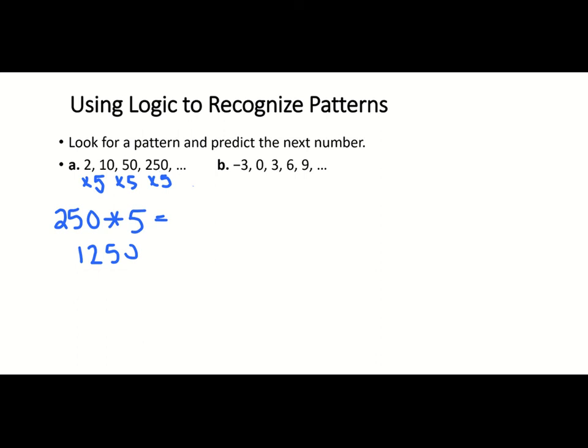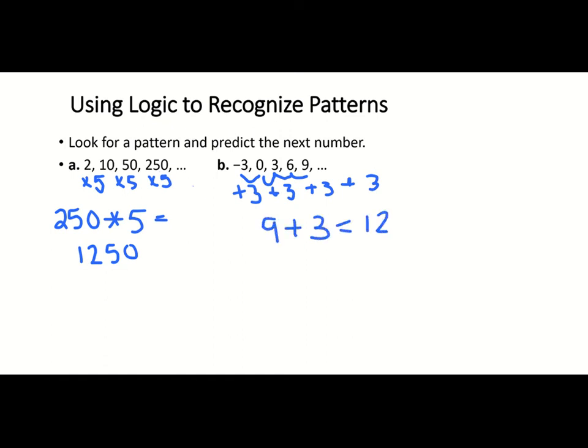So for this one, again, our numbers are increasing. We're going from -3 to 0, 0 to 3, 3 to 6, and 6 to 9. So again, I tend to start with addition. To go from -3 to 0, I have to add 3. From 0 to 3, I have to add 3 there too. 3 to 6, we're adding another 3, and 6 to 9, we're adding 3. So my pattern here is they're adding 3 each time. So that means my next number will be 9 plus 3, which gives us 12.